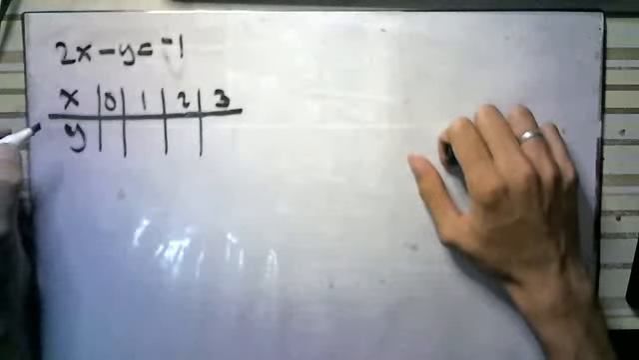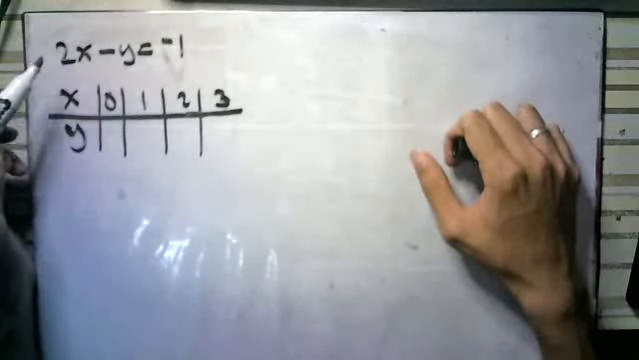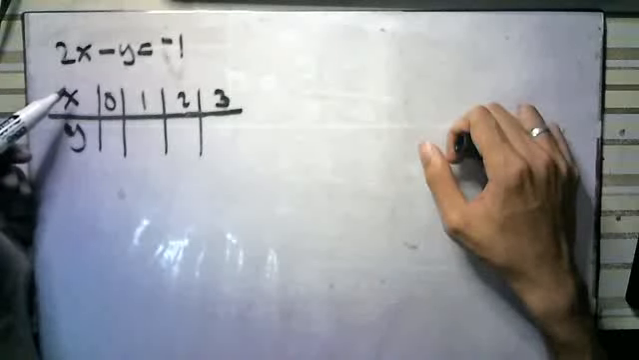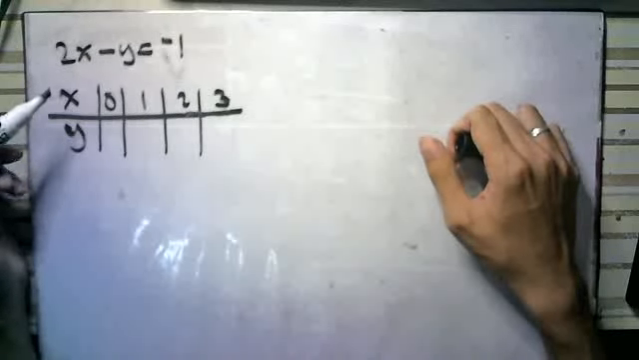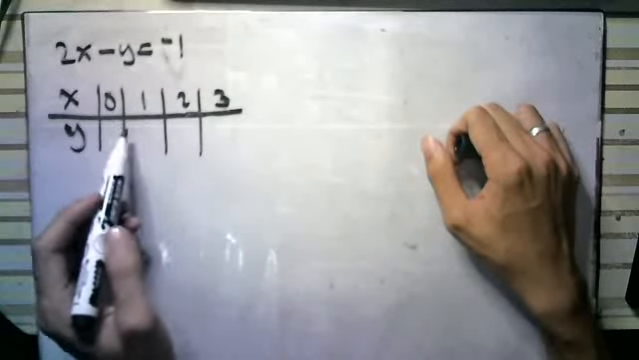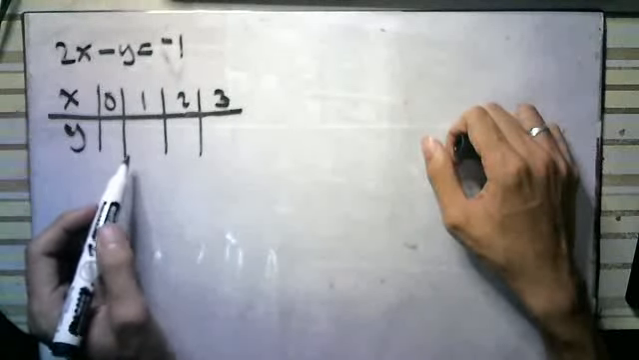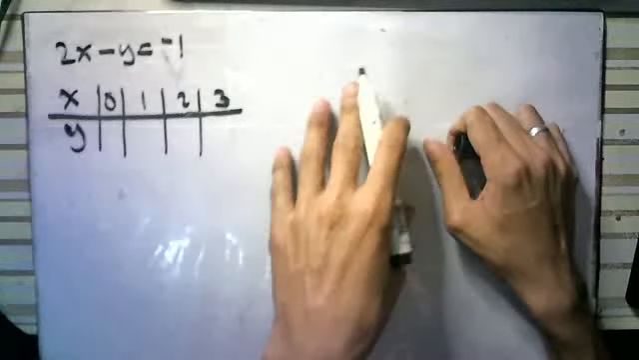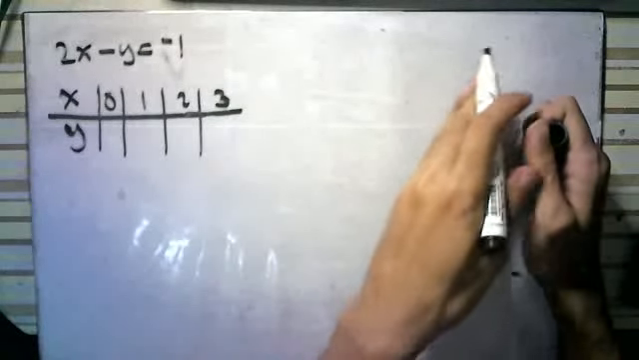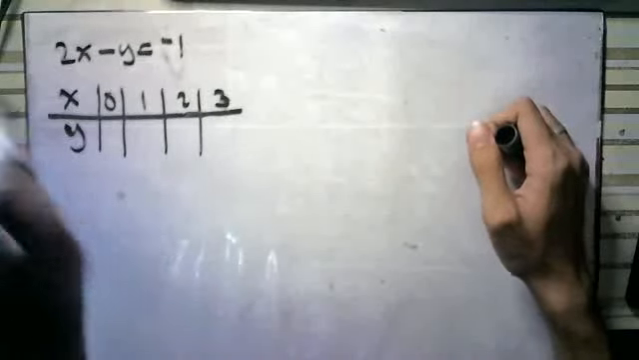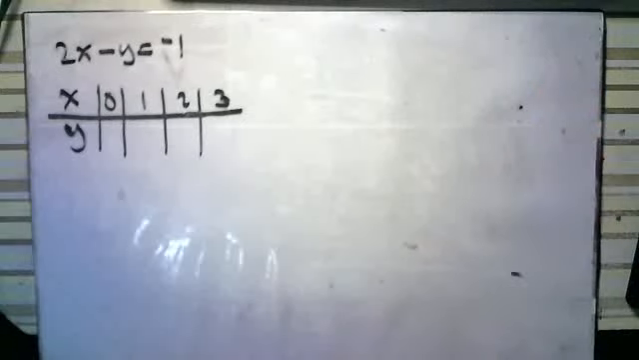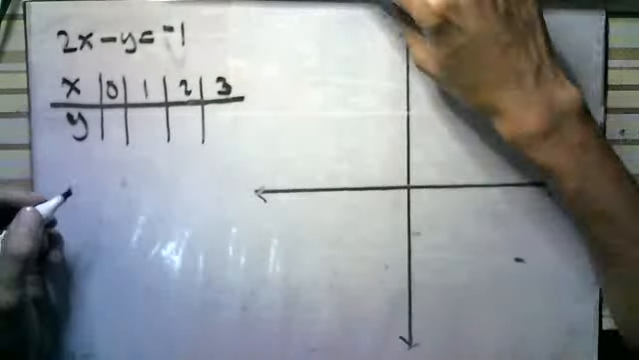Okay, so I have here a linear equation, and we have 2x minus y is equal to negative 1. Okay, so we need to complete this table. We called it as a table of values. And then we need to plot this on a Cartesian plane and make a straight line.